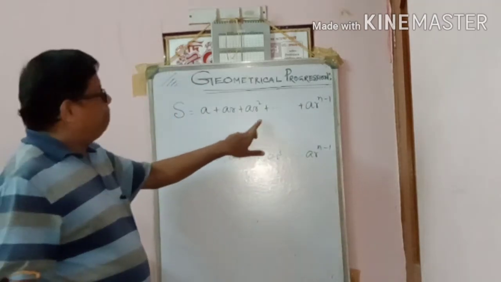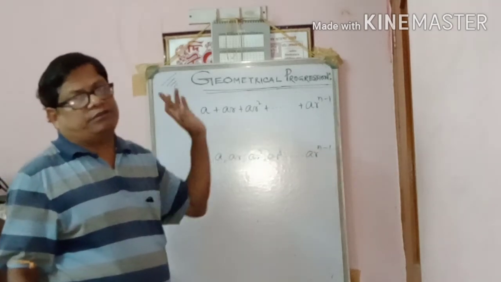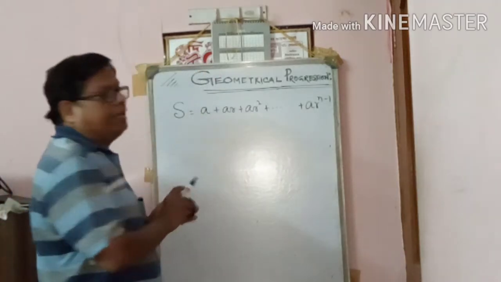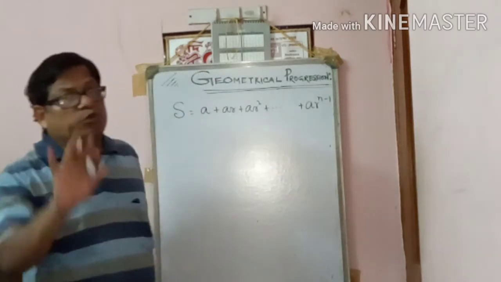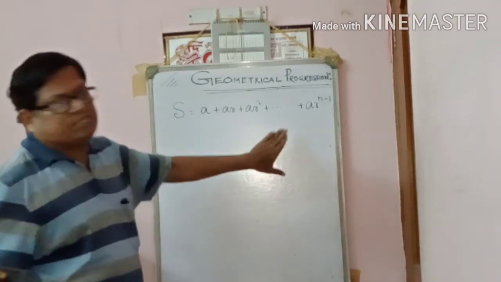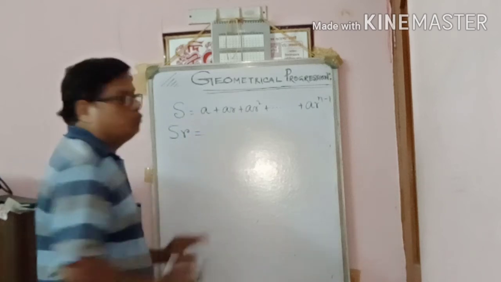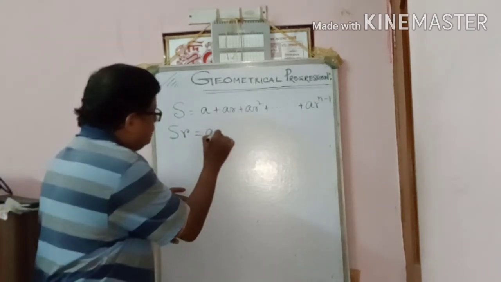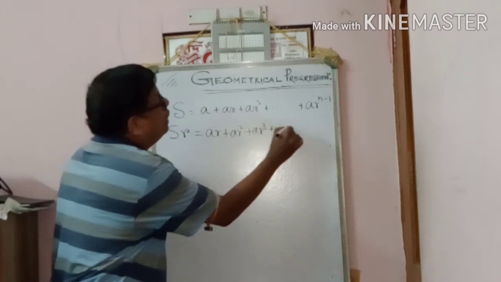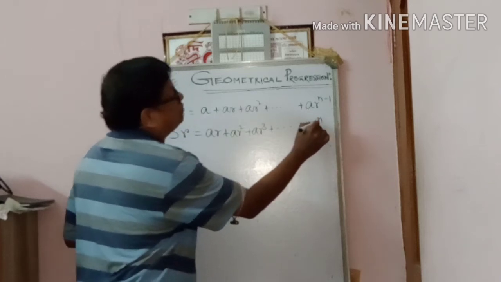AR square plus up to AR to the power n minus 1. Okay? Now, we have to multiply both sides by the common ratio, that is R. All of you, you have to multiply both sides by R. Look at here. S into R equal to AR plus AR square plus AR cube up to AR to the power n.